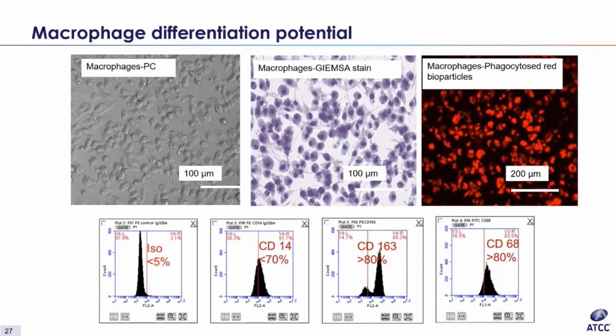Oh, and also in the lower panels, we see marker expression that lends support to the presence of macrophages. We see macrophage markers CD163 and CD68 by flow, with a decrease in CD14 expressing cells. So the iPSC-derived monocytes can be differentiated into phenotypic and functional macrophages.